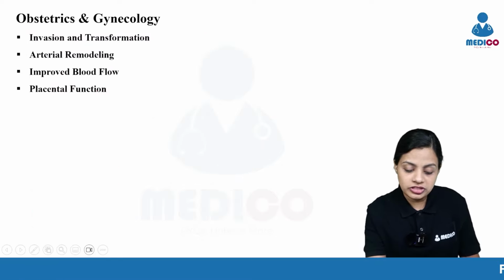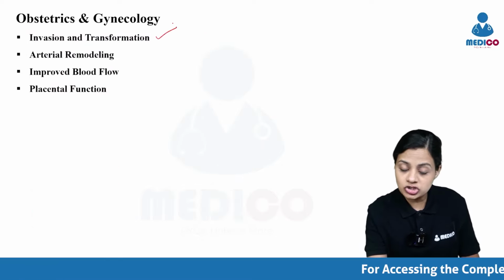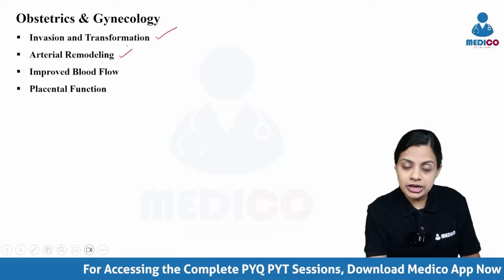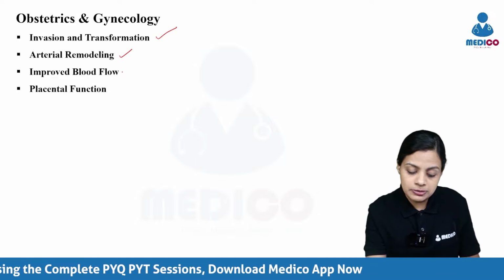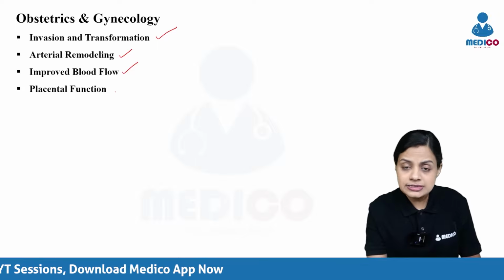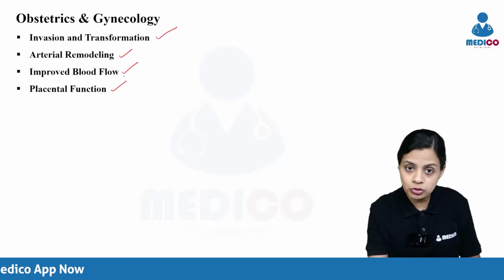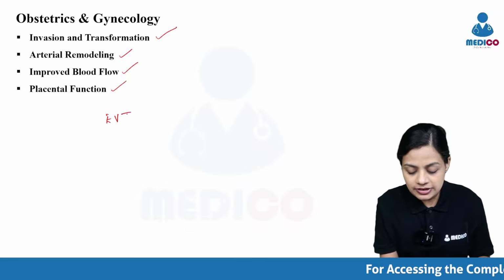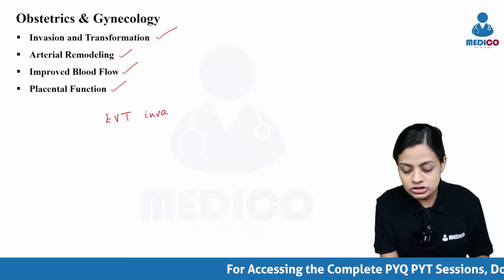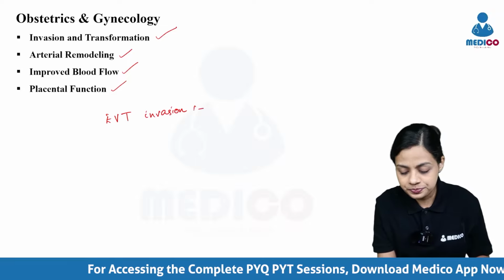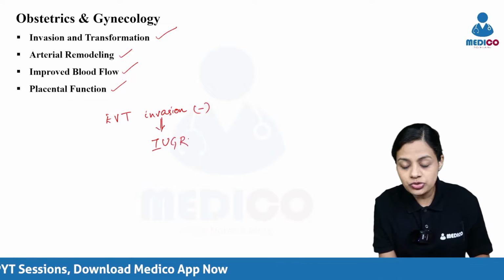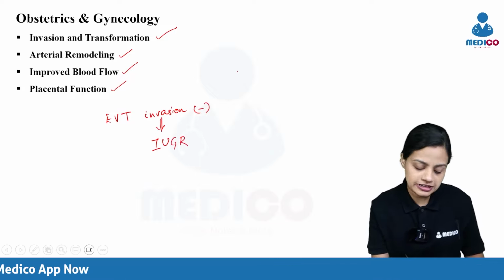So, there are four things that you need to know. The invasion and transformation we discussed. The arteries are remodeled, improving blood flow, and thus placental function is also improved. This does not occur if the extravillous cytotrophoblast invasion is not occurring. What happens? It leads to intrauterine growth restriction of the fetus.